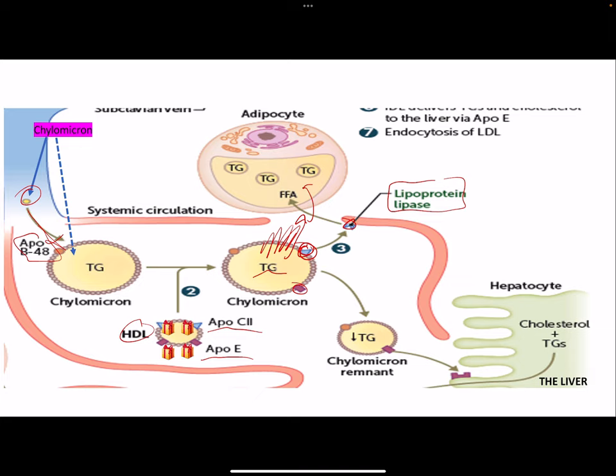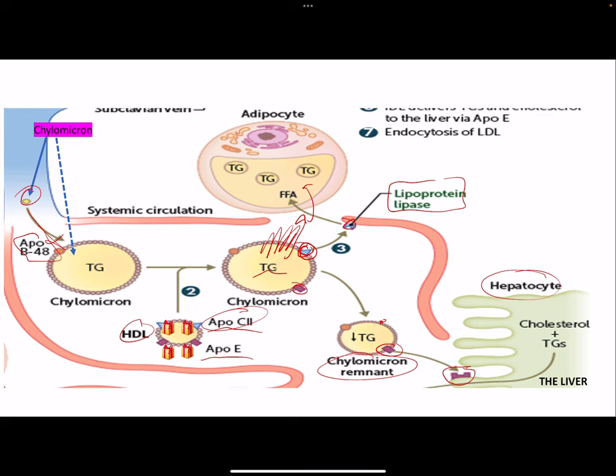This shrinks the size of the chylomicron. We now call it a chylomicron remnant. It doesn't need the ApoC2 anymore, right? The HDL says, give me that back. So it takes the ApoC2. We do have the ApoE. We're now going to use it. E for exit. We're exiting the bloodstream. We're going specifically into the liver.